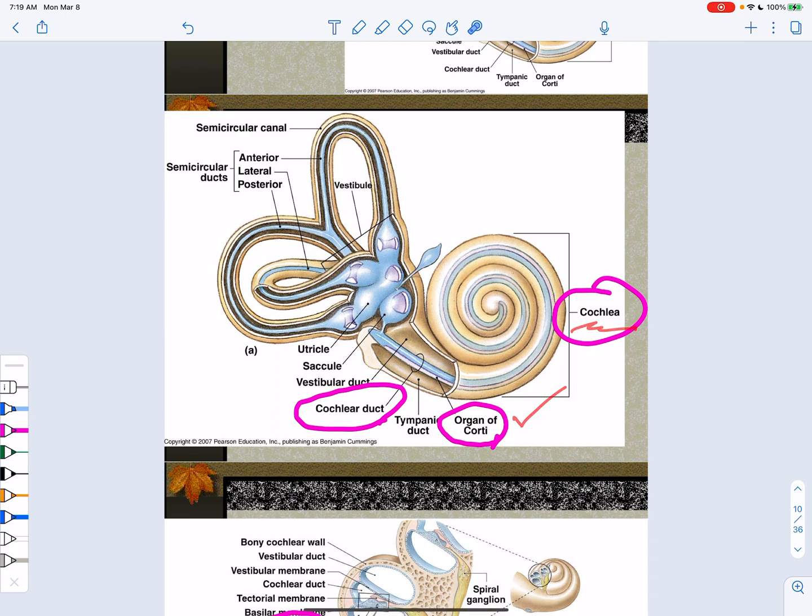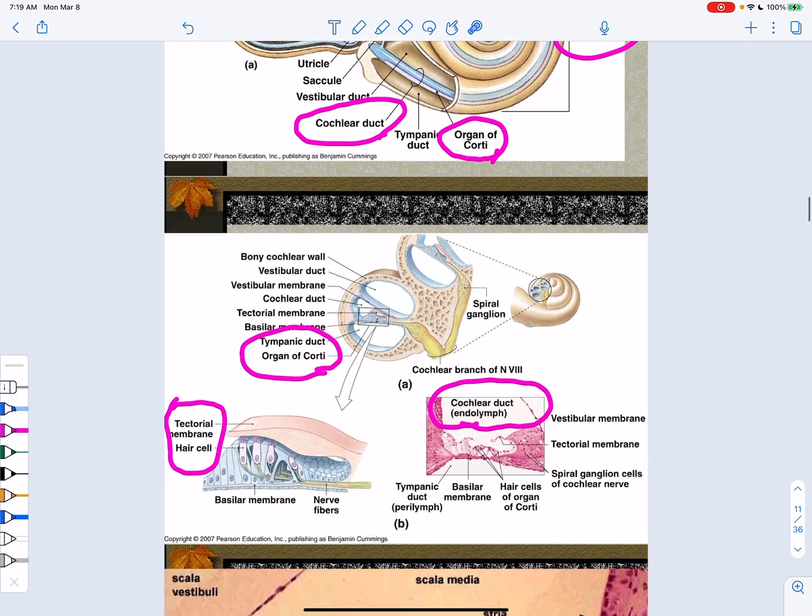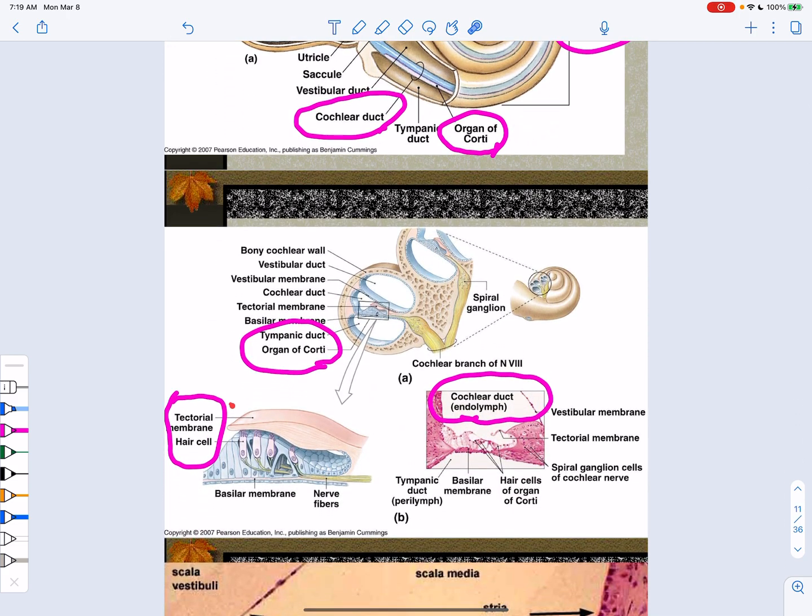And in your cochlea, you have that organ of Corti. And that organ of Corti functions with that tectorial membrane and those hair cells that are connected to the nerves going to the auditory cortex.